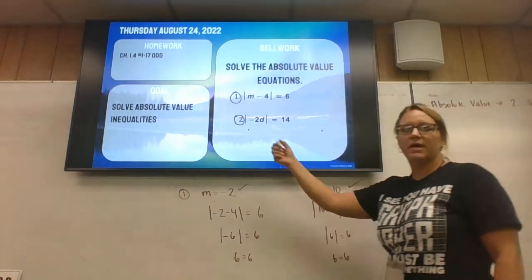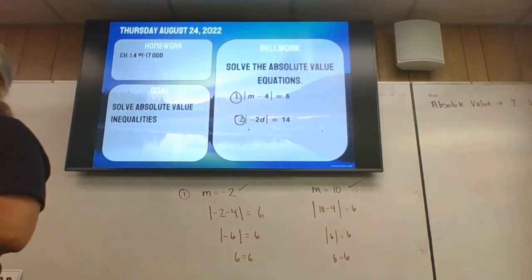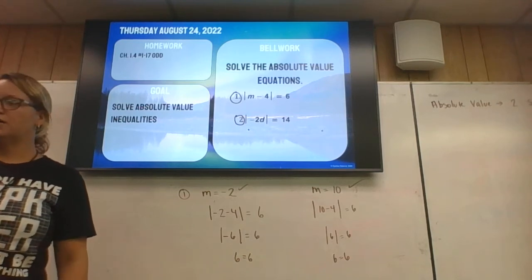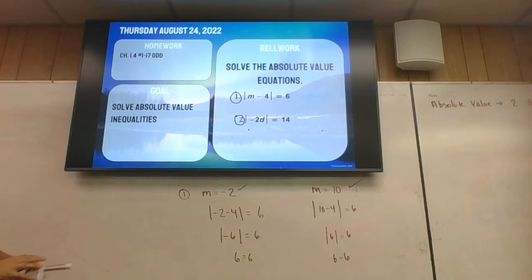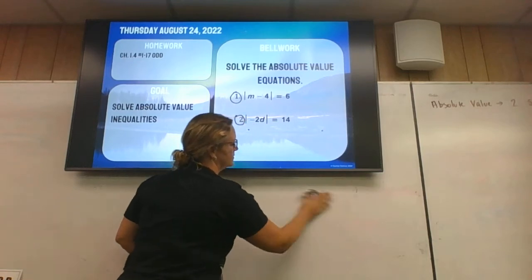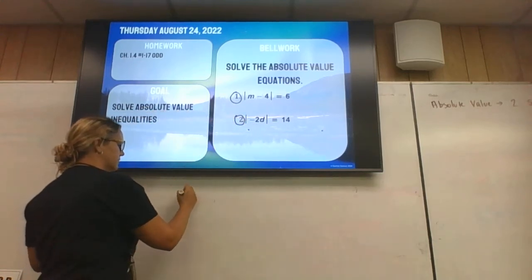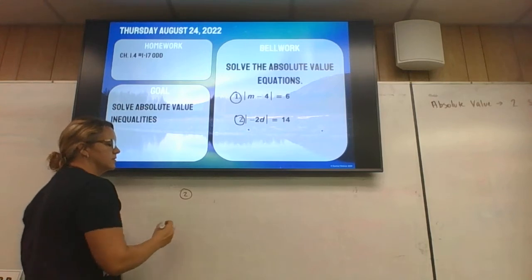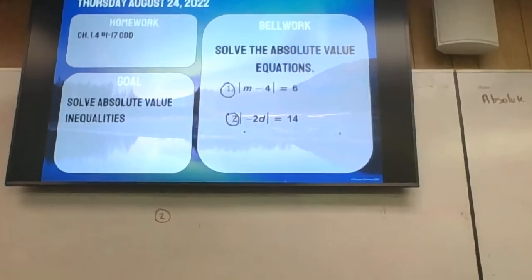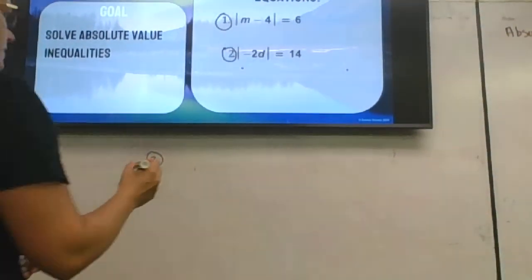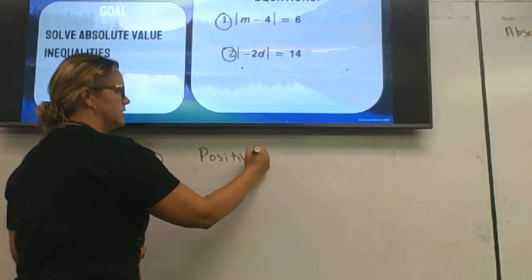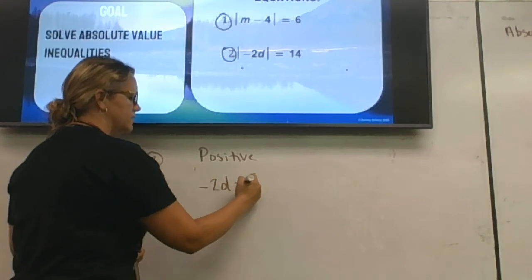All right, so keep that in mind and do number two. Has anybody found two answers for number two? Two people have. Very good. Alright, so I know there's going to be two solutions. I can set up two problems to help me. So my first problem will be positive, just like it looks. I'm going to say negative 2d is 14.